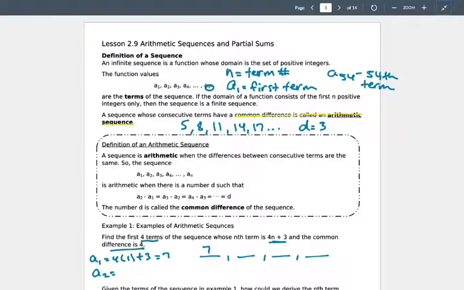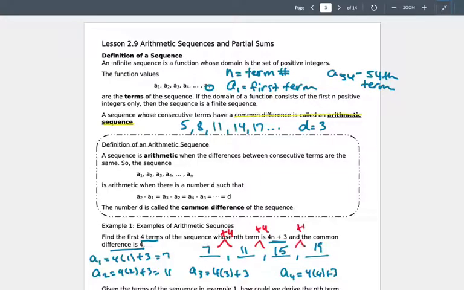My second term, I'm going to plug in 2 for n, which gives me 11. My third term, I'm going to be plugging in 3 for n, which gives me... I think I've done something. No, that's right, 15. And then if I plug in 4 for n, I get 19. So hopefully you've noticed that on that list of numbers, the difference between each of those numbers is that I'm adding 4 to get the next number each time. All right, let's do some more.